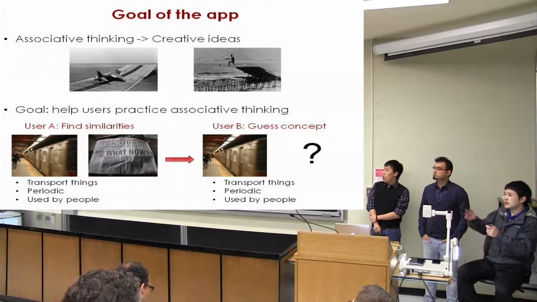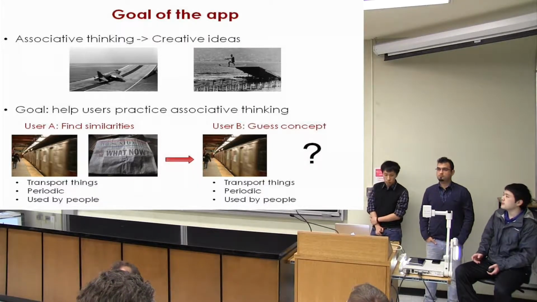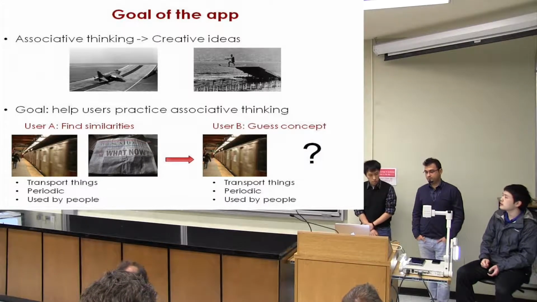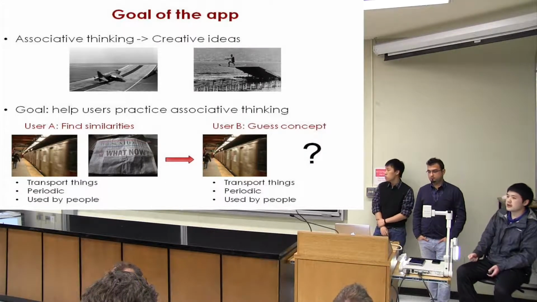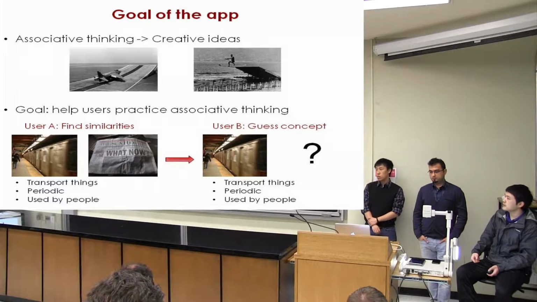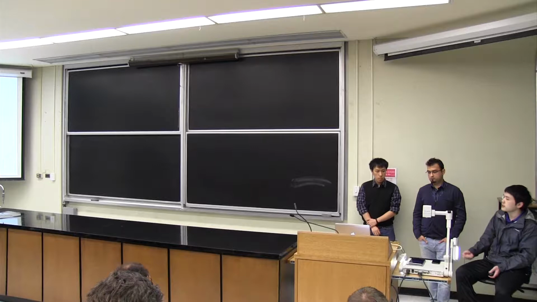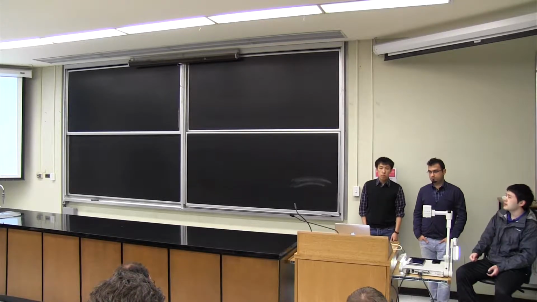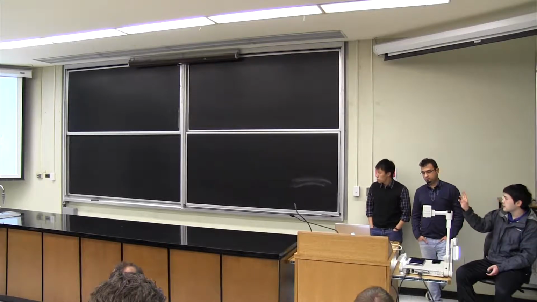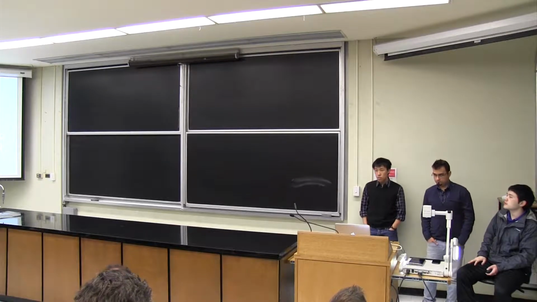Now we want to use this type of thinking in a game. So our goal is to develop an app that helps users practice associative thinking. For instance, when user A is given one pair of concepts, in this case a subway and a newspaper, user A first finds similarity between these two things. So for example, they're both periodic and they're used by people. This information is sent to another user whose job is now to guess one of the two concepts based on the similarities generated by the first user.